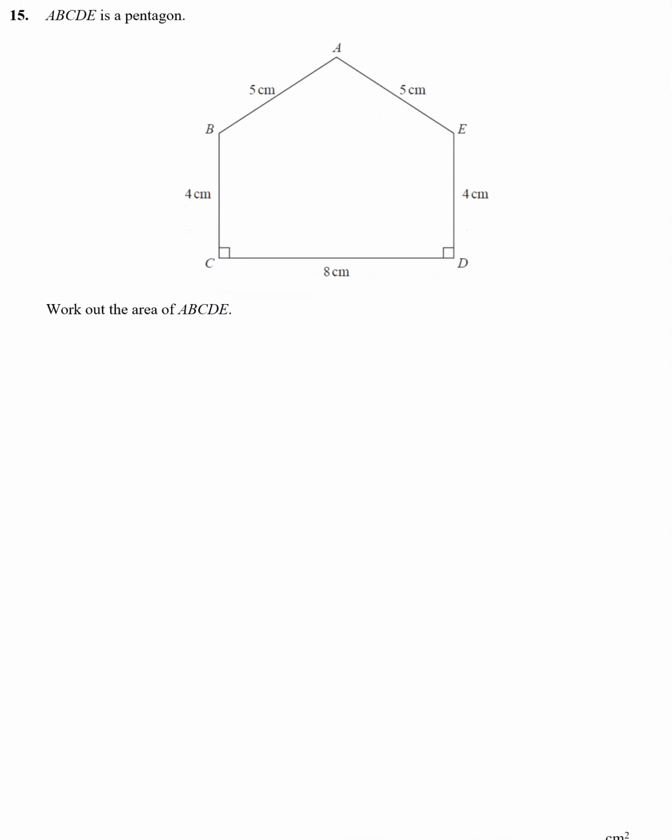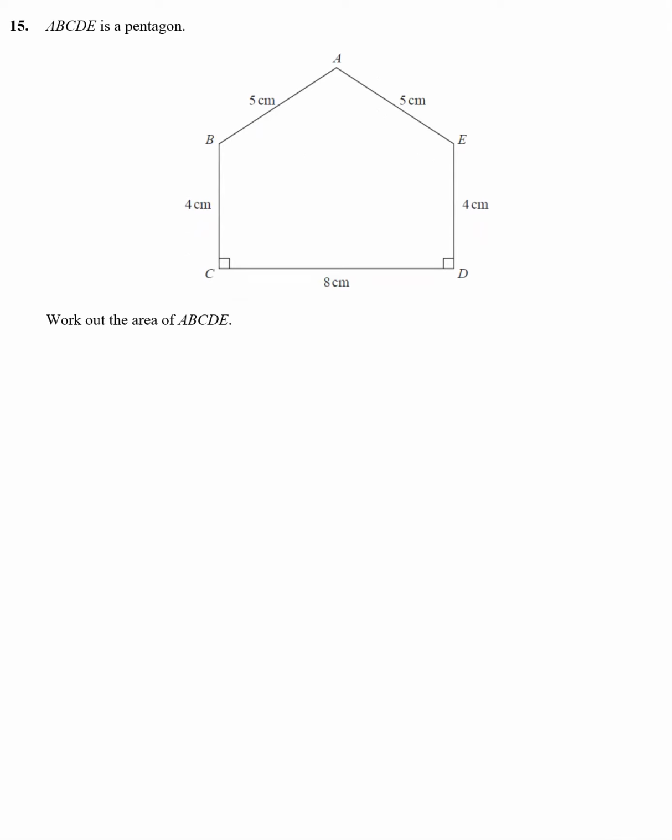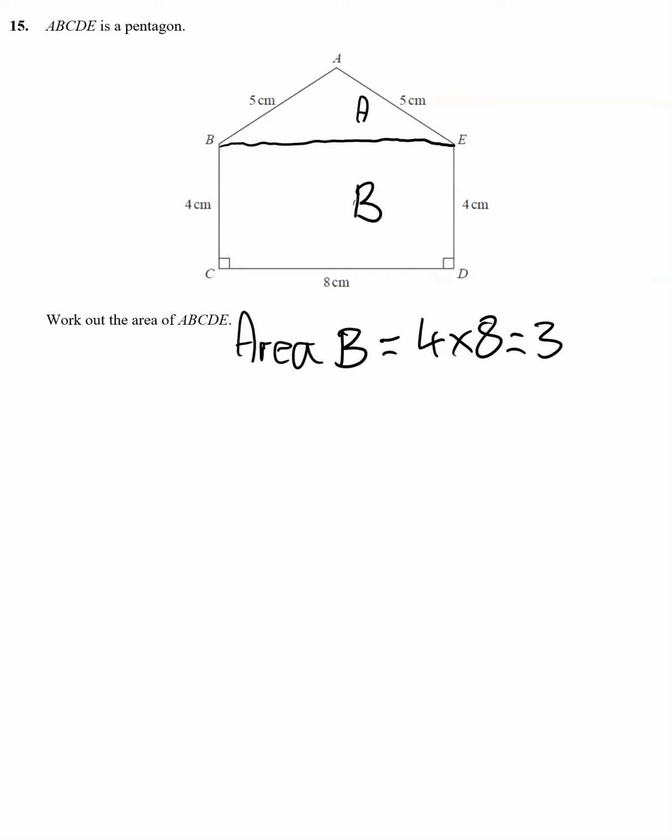Right, okay, so we need to work out, I've got A, B, C, D, E, work out the area. Right, so basically we've got to work out the area of all of this. Well, we don't know a formula for pentagons, so what I'm going to do, I'm going to cut it in half. Well, it's not half, but cut it into two shapes. Let's call that one A, this one B. So area of B, quite nice, straightforward. It's a rectangle. It's 4 times 8, which is 32. And I will put my units on when I get to the answer.